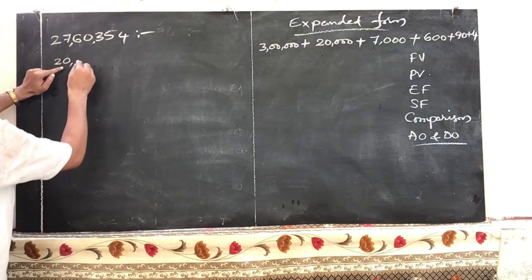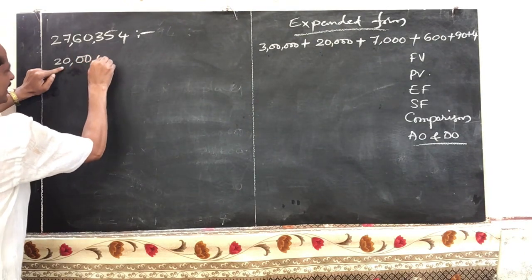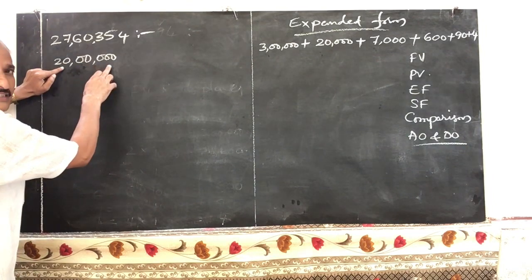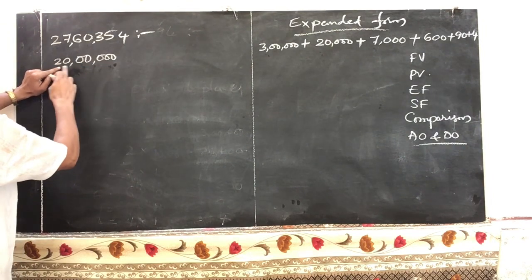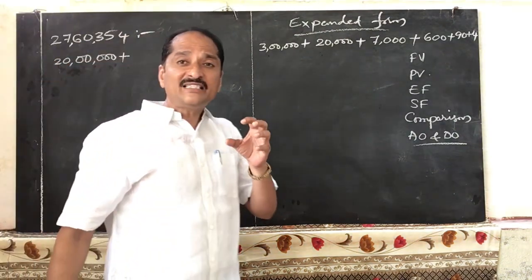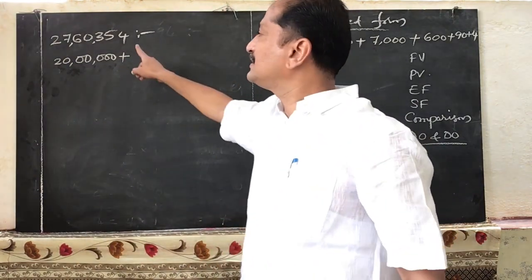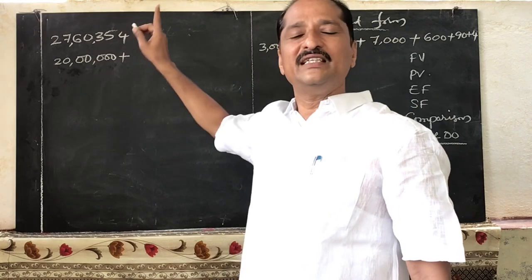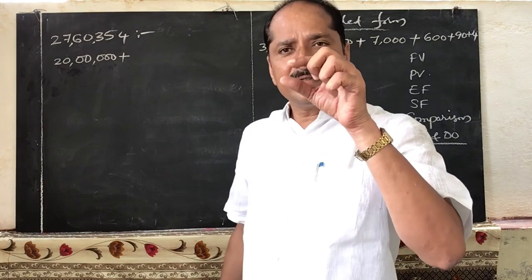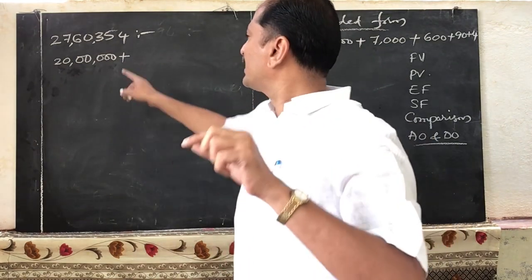So 20 lakhs, next lower than 20. Thousands period, next lower than thousands period, units period. So this many zeros you have to place. Thousands period 2 places, units period 3 places. So 3 zeros we have to put. Okay, 20 lakhs plus. Sum of the place values of each digit of a given number is known as its expanded form. Now expanded form you got like this.